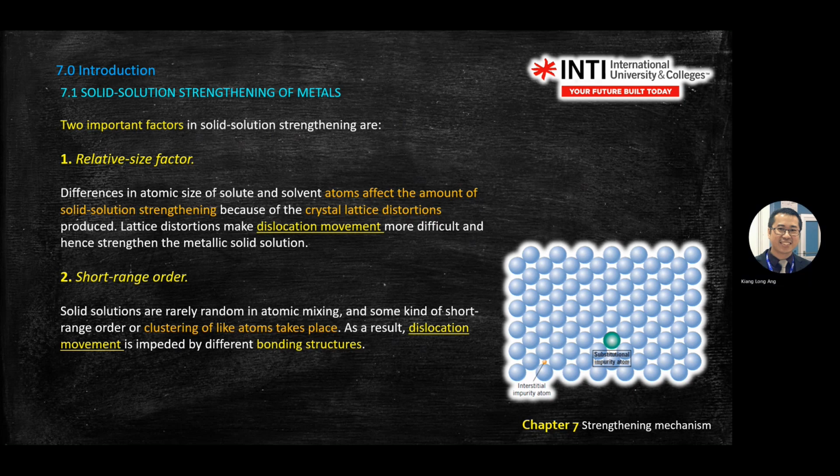So here it will create the lattice distortion that contributes to the resistance of movement. Resistance of movement, the first one. The second one is short range order. Short range order means the repetition of a pattern, right? Repetition of pattern.